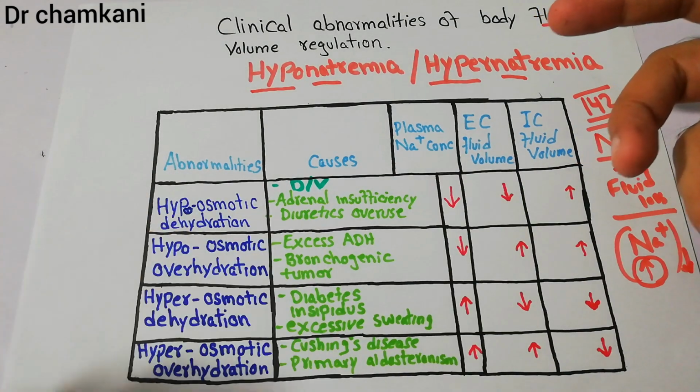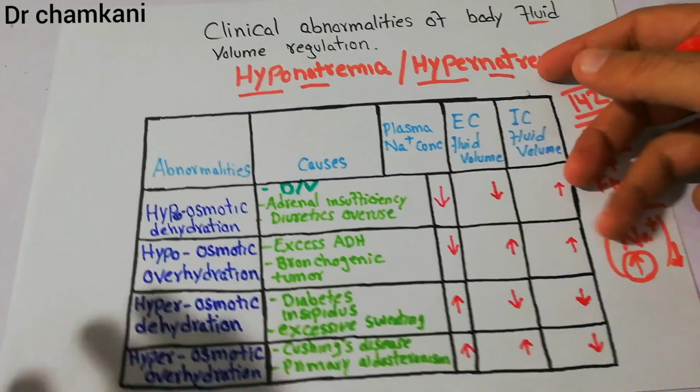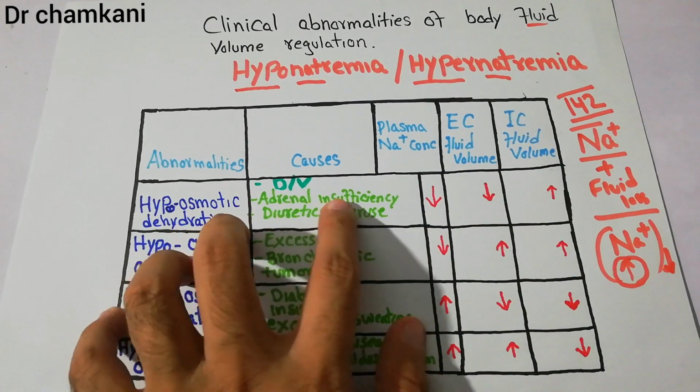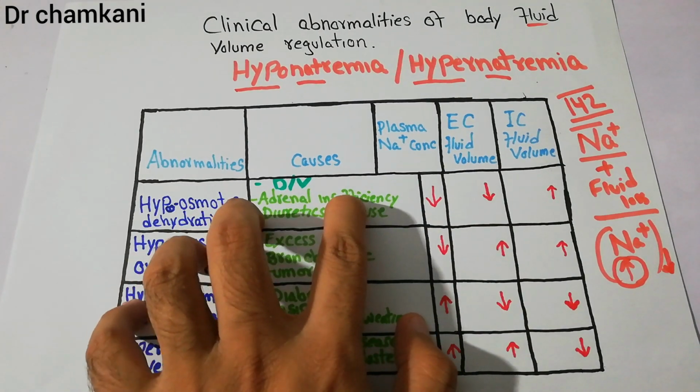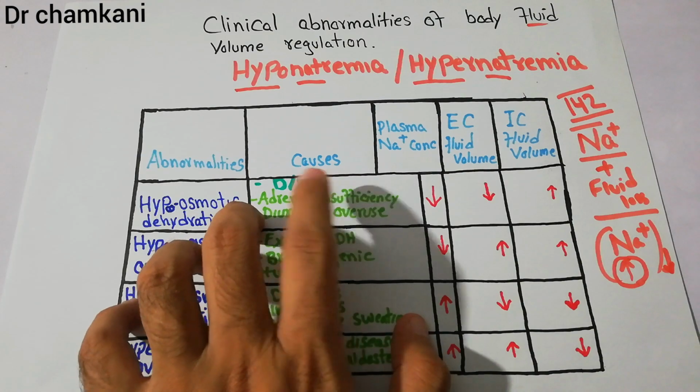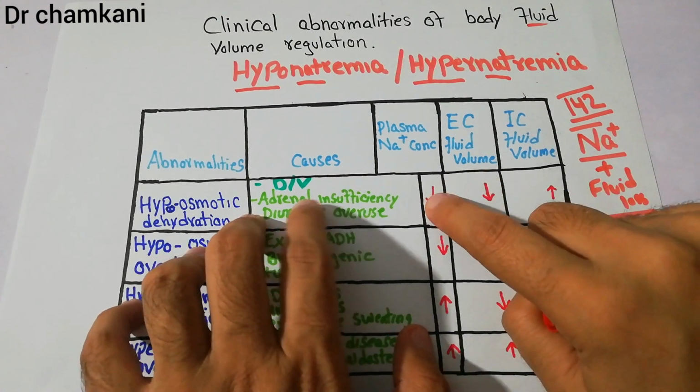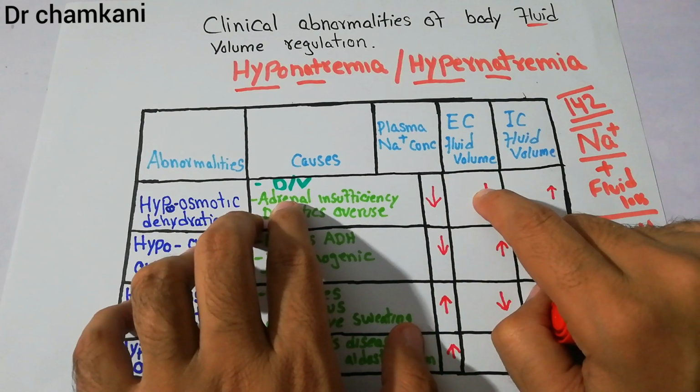So this condition is hypo-osmotic dehydration, and the causes are diarrhea and vomiting, in which there is direct loss of fluid and sodium. Then there is adrenal insufficiency. In adrenal insufficiency, there is a decrease in the formation of aldosterone. Sodium cannot be absorbed in the kidneys, so there is loss of sodium and loss of fluid. So there is hypotension.